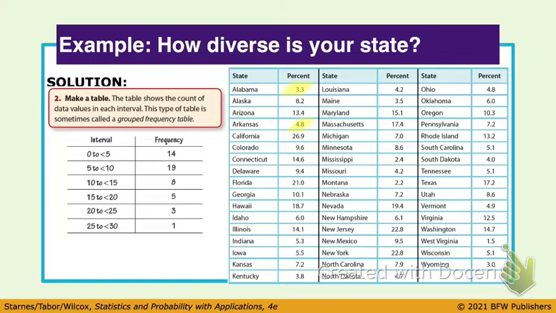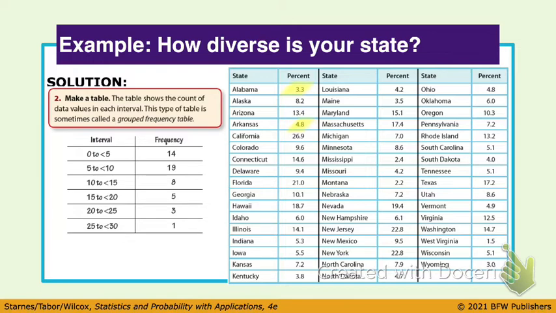Okay, so, and then this is just the frequency table. Again, just showing the frequency of each interval. Yes, ma'am. How come you're going up by 5? Okay, so that's a great question.